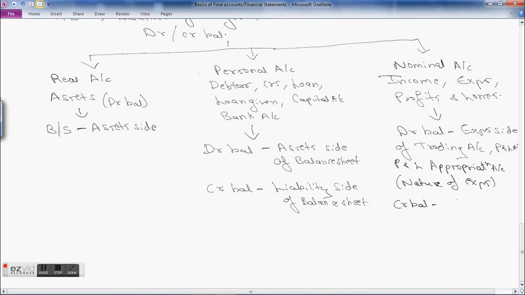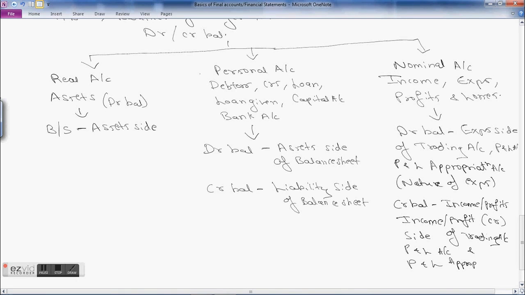Then the credit balances. Credit balances will usually include all your income and profits. This will be transferred to your income or profit side, or say your credit side of the trading account, P&L account and P&L appropriation account, depending on the nature of income or profit.